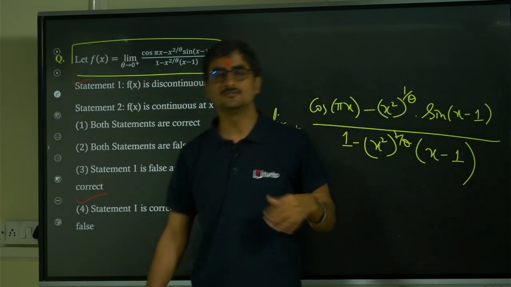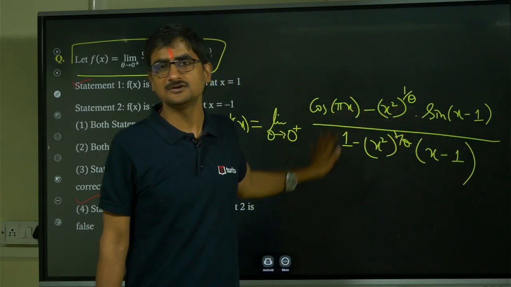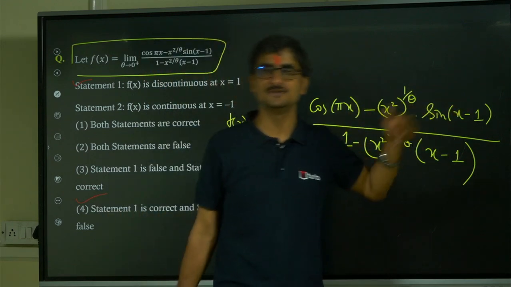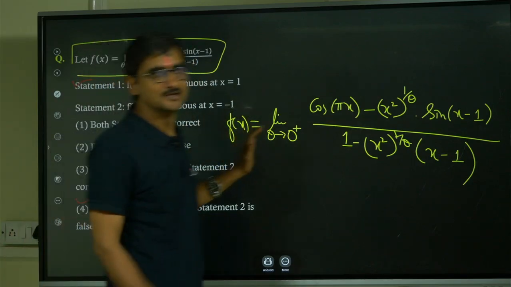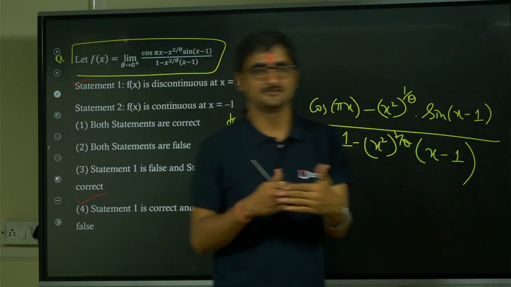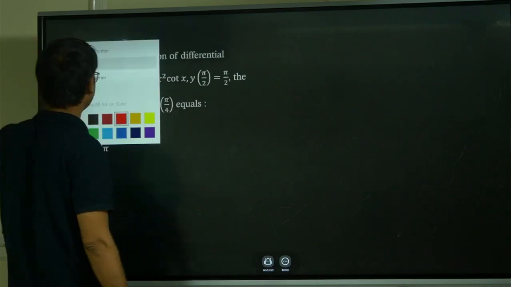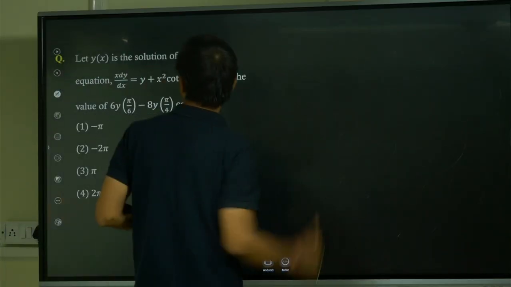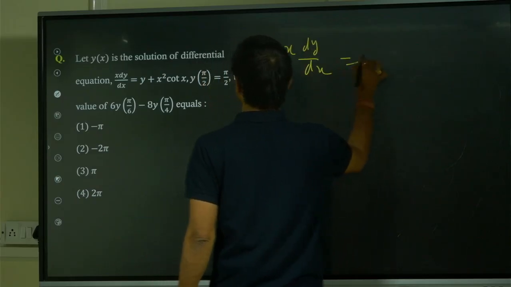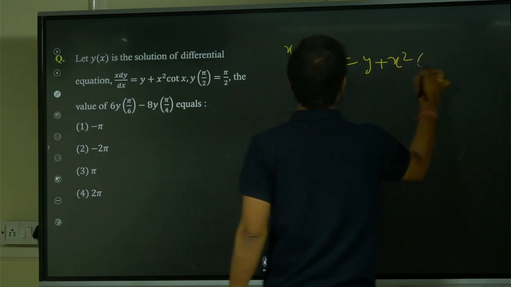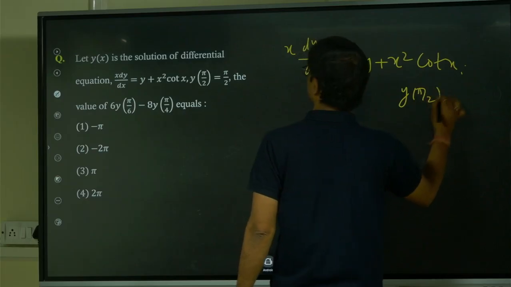If most of you have practiced the question properly, you would have definitely come across such functions which involve two variables within limits. So that's not exactly a new question, but looking at the standard of JEE Mains, it's a good question, I will say. So now moving to the next one: the solution of this equation, which is x dy by dx is equal to y plus x square cot x, and y at x equal to pi by 2 is pi by 2.